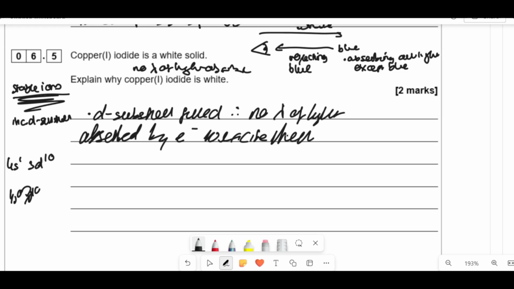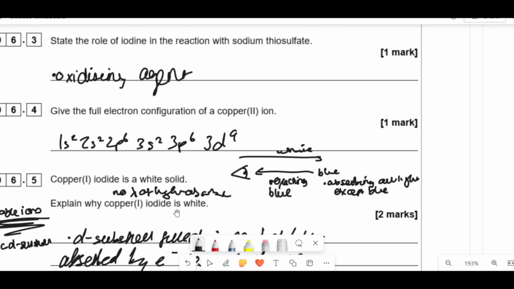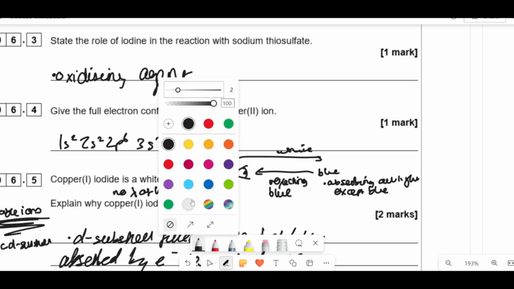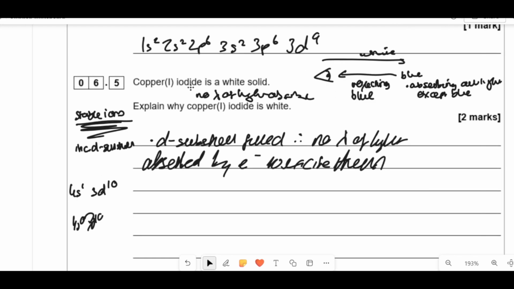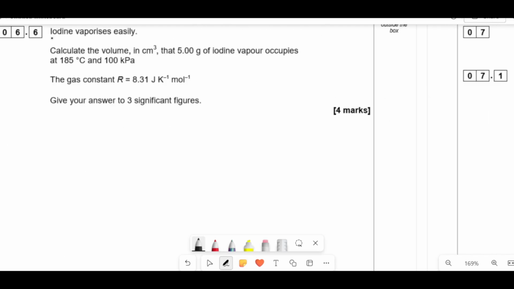And there you go. Sometimes the previous questions can give you a hint as to where it's going, or you can just think, do I usually think copper does this? Why is it behaving like that? Now it says iodine vaporizes easily. Calculate the volume in centimeters cubed that this occupies at these values.